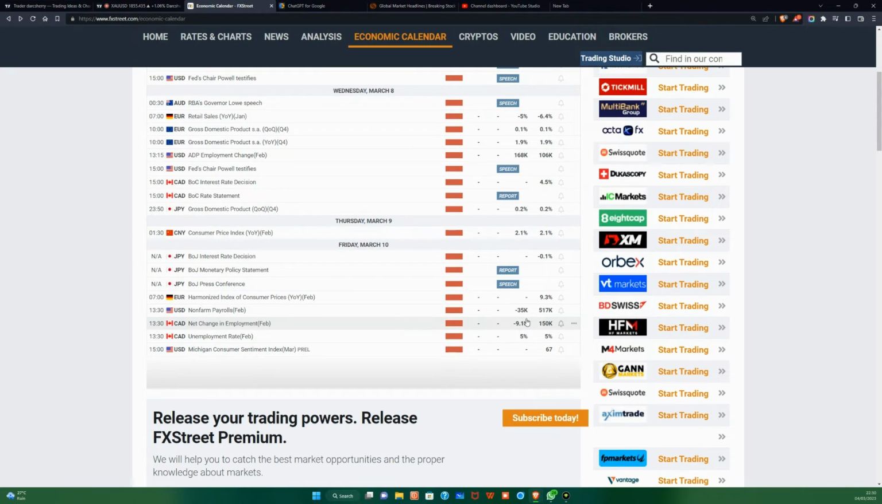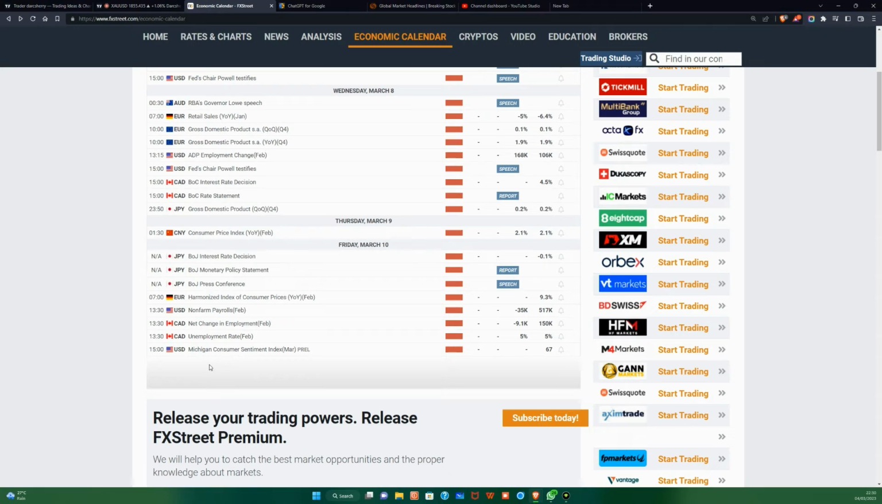And compared to the astronomical rise last month of 517,000, the consensus for this month is falling, coming in at minus 35, which is not so good for the dollar. So we are going to be looking forward to see how participants in this market will be anticipating this event.